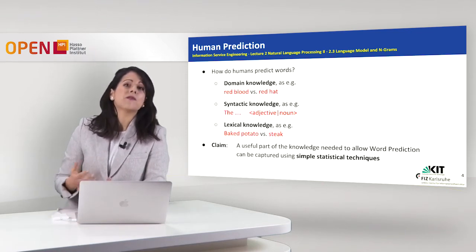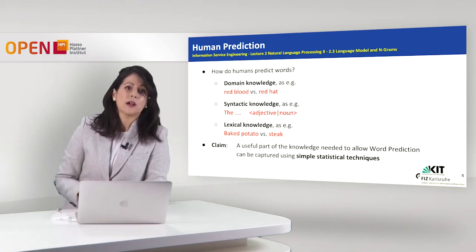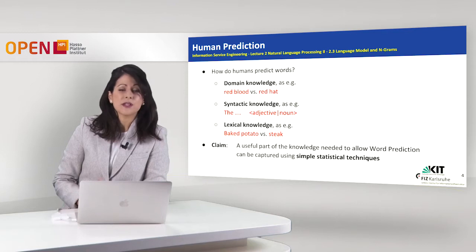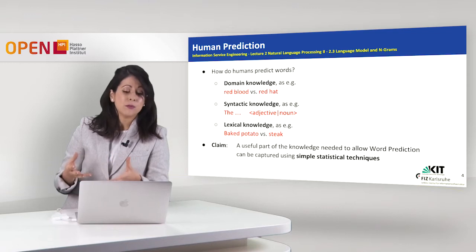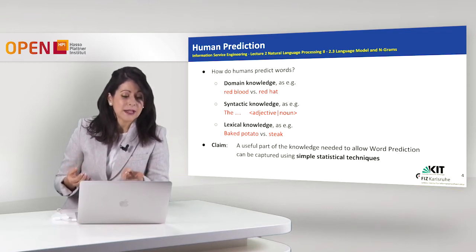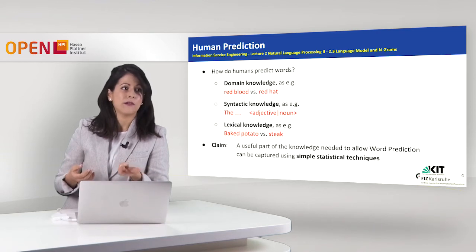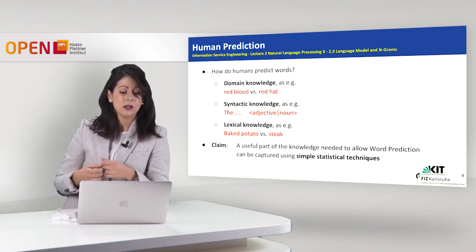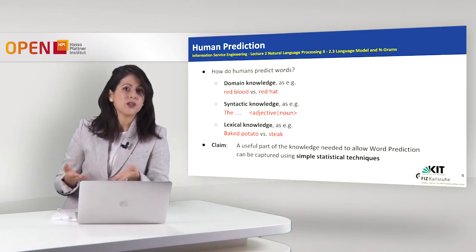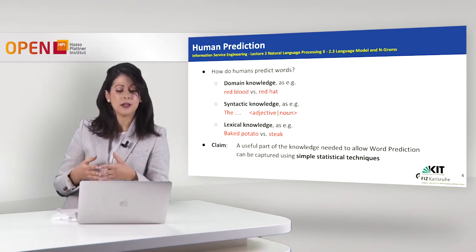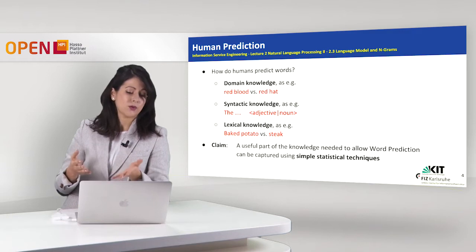And we do it because we have some prior knowledge. The knowledge that we have as humans might be domain knowledge. For example, if we know the topic that we discuss or the topic of a text, we would be able to tell if the word that follows the word red would be blood, so red blood, or it would be the word hat, so red hat. Also, we have syntactic knowledge. So as humans, we know that the word the in English is followed by an adjective or a noun. And then there is lexical knowledge we have. So that's why we can distinguish between baked potato or steak.